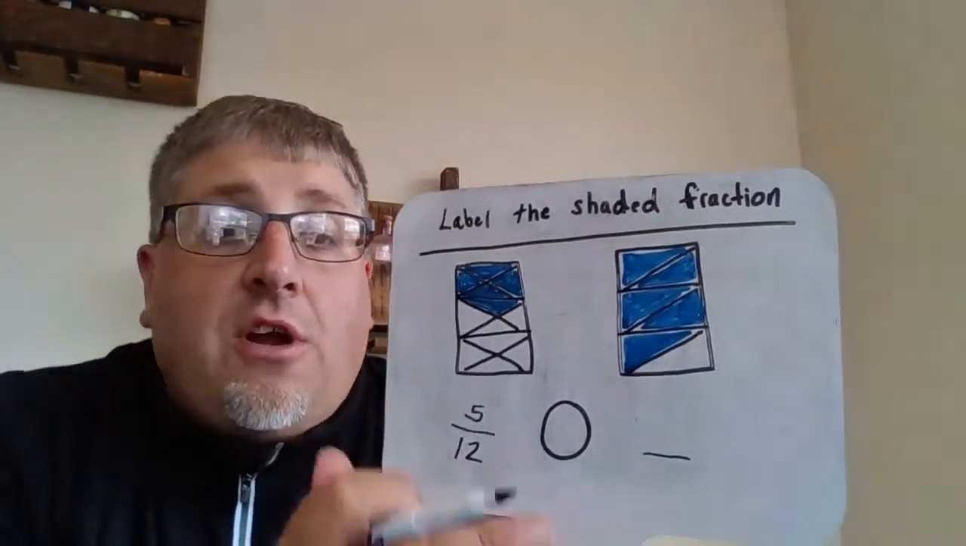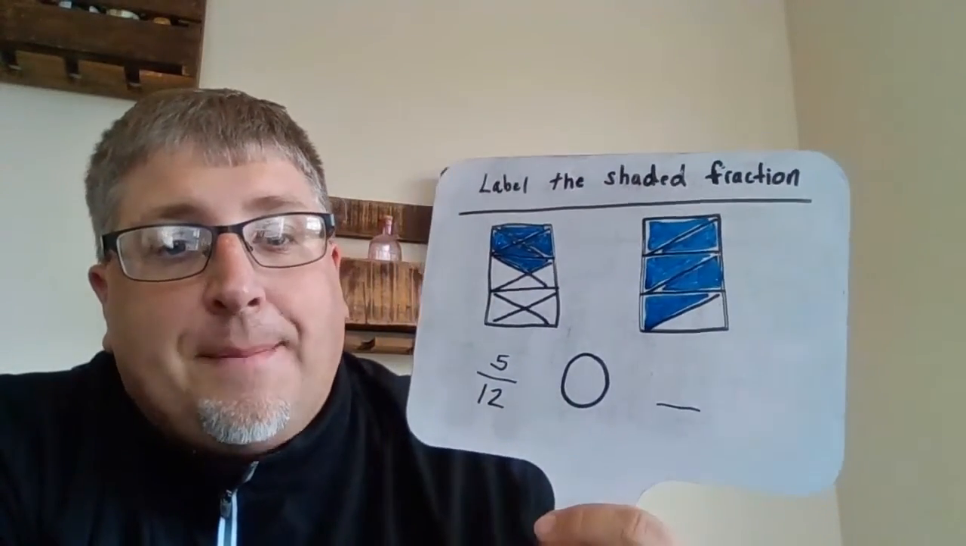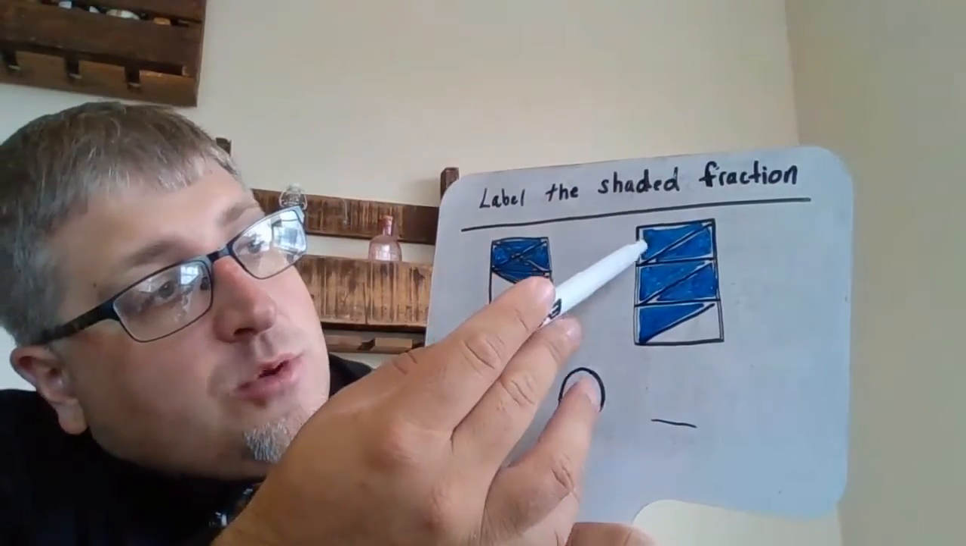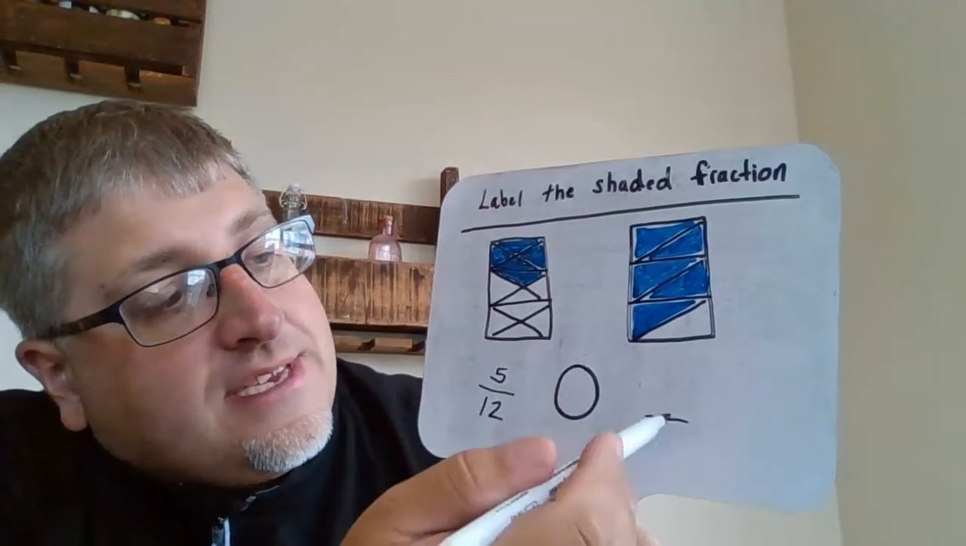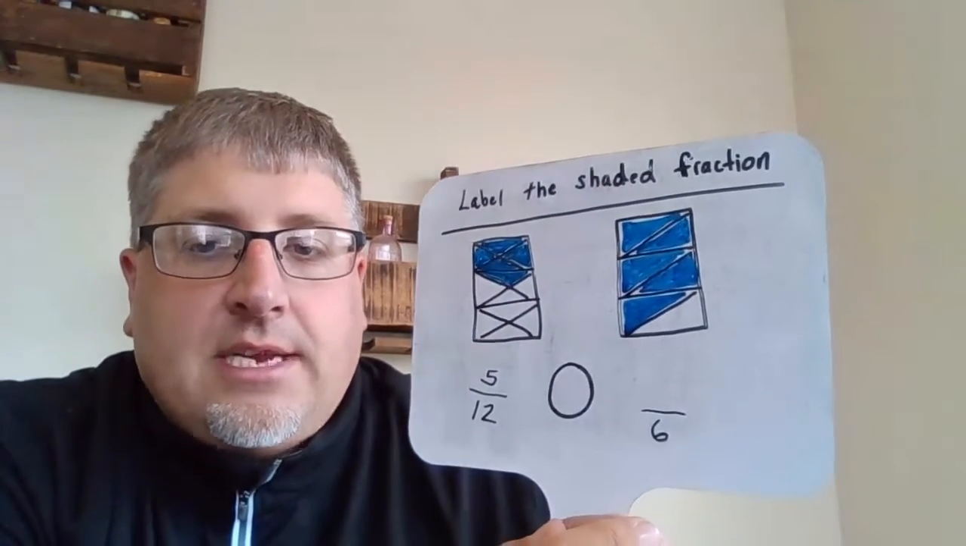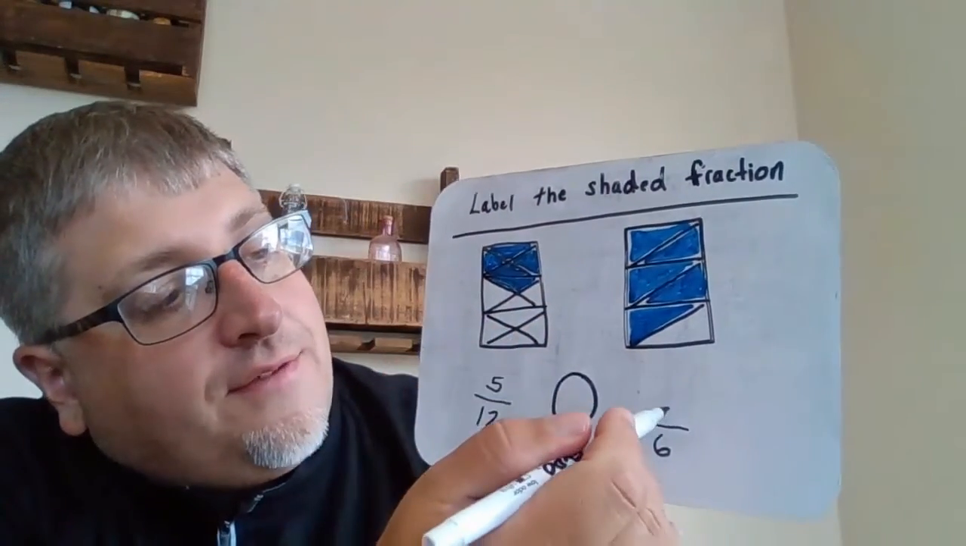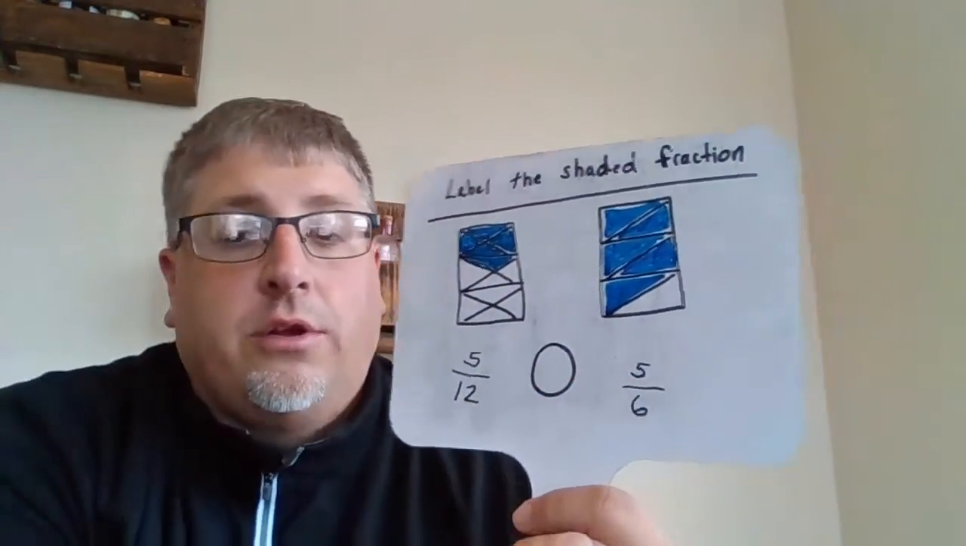Okay? Let's turn our attention to the second drawing we have here. First off, let's find the denominator. Let's see how many pieces we have. So we have 1, 2, 3, 4, 5, 6 pieces here. Okay? 6 pieces. How many are colored in? 1, 2, 3, 4, 5. We have 5 colored in.